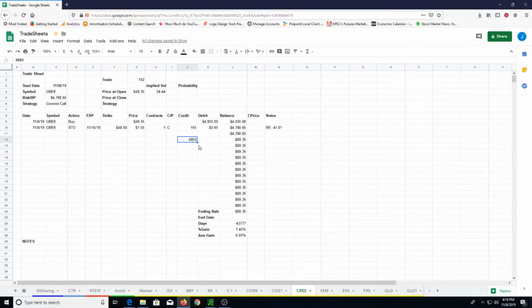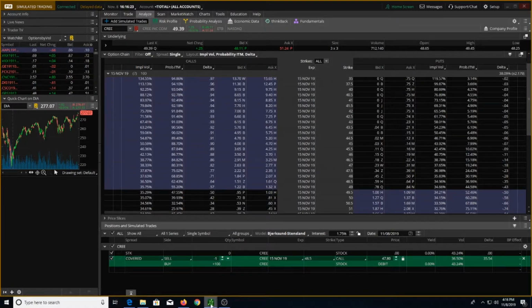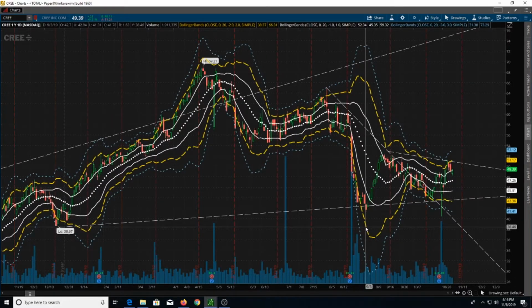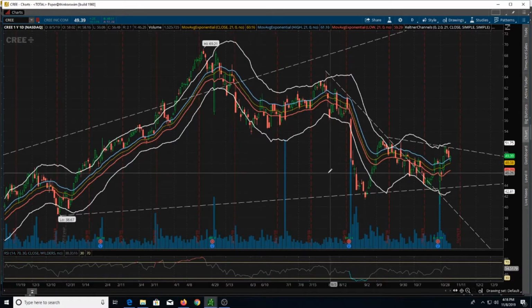Now, I probably wouldn't let it get called away. I'd probably roll it out and try to get some more time value. I'll just have to look at the numbers and where it was at. But let's look at the chart again and get an idea of what we're talking about, where my stop would be on this. And let's go back to this one.